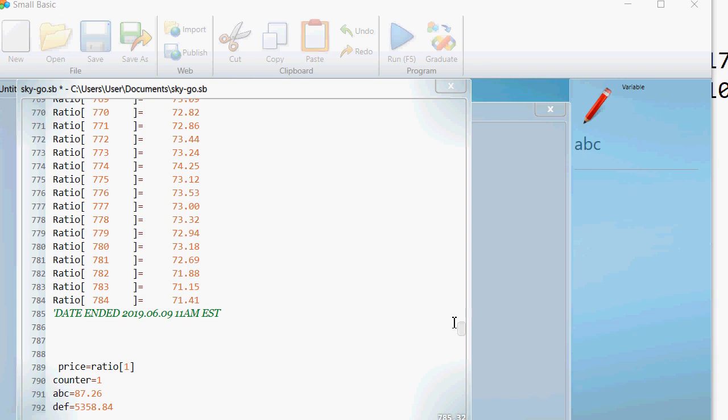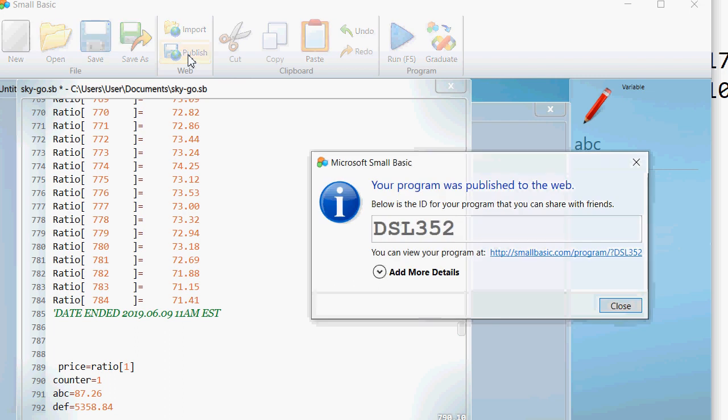Hello and welcome. Time for another buy low, sell high, and it's going to be short-term trading using that of Sky and Go. It is hourly data, 784 total cumulative hours, and symbol DSL352.